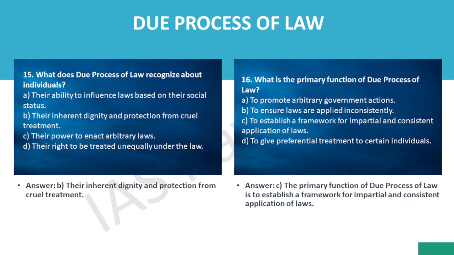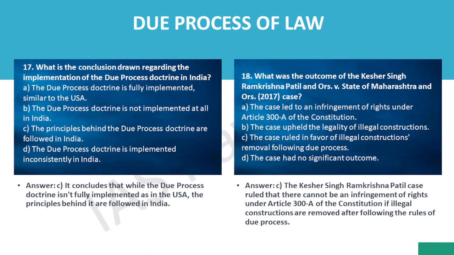16. What is the primary function of due process of law? A. To promote arbitrary government actions. B. To ensure laws are applied inconsistently. C. To establish a framework for impartial and consistent application of laws. D. To give preferential treatment to certain individuals. Answer: C. The primary function of due process of law is to establish a framework for impartial and consistent application of laws.